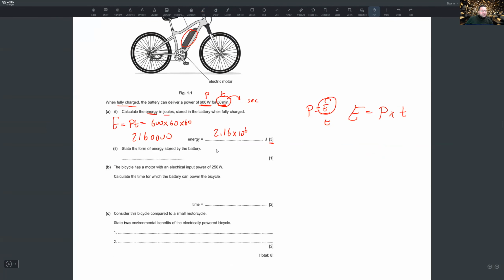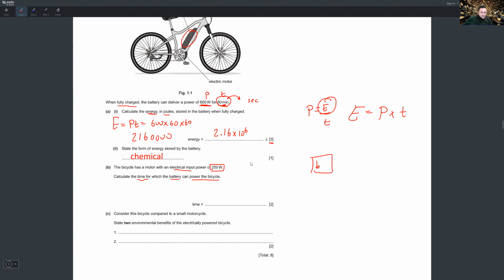State the form of energy stored by the battery. إيه النوع الانرجي اللي في الباتري؟ Excellent يا محمد. Chemical. The bicycle has a motor. بص بقى. Bicycle has a motor with an electrical input power of 250 watts. Calculate the time for which the battery can power the bicycle.